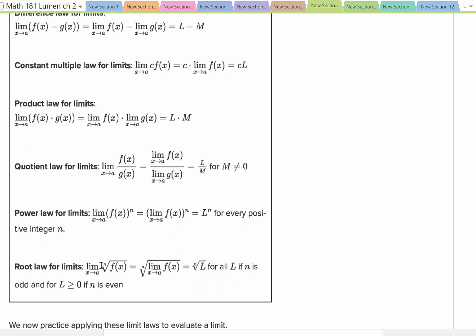Likewise, the root law would apply. The limit of the nth root of f of x as x approaches a is equal to the nth root of the limit of f of x as x approaches a, which is the nth root of the limit. This holds for all L if n is odd, and for L being positive if n is even, because we can't take the nth root, where n is even, of a negative number.